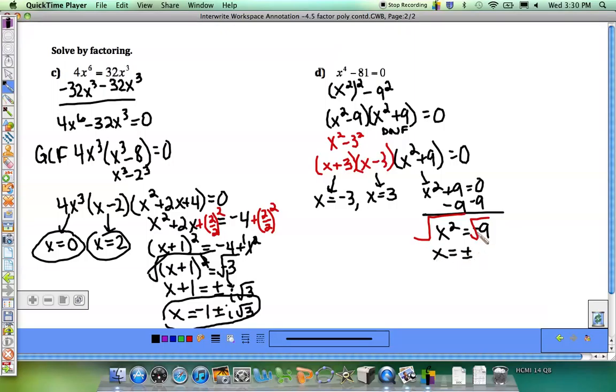Remember that negative under the radical becomes an i. Square root of 9 is 3. So again, there are 4 solutions. -3, +3, +3i, -3i. Hope that helps with 4.5 factoring polynomials.